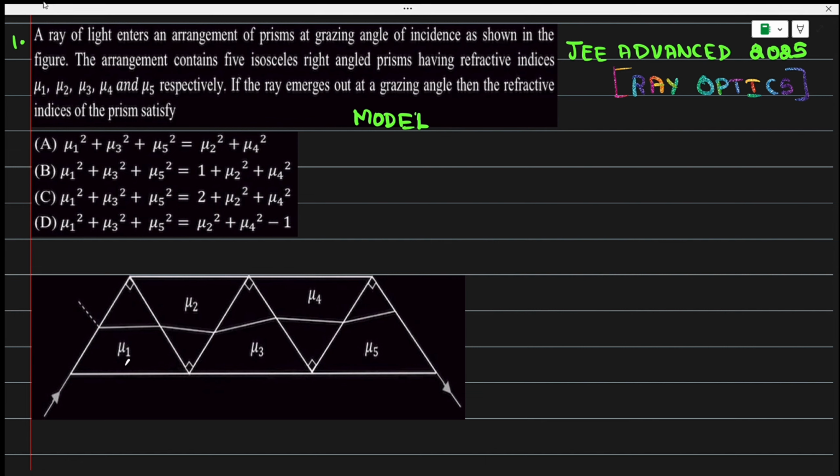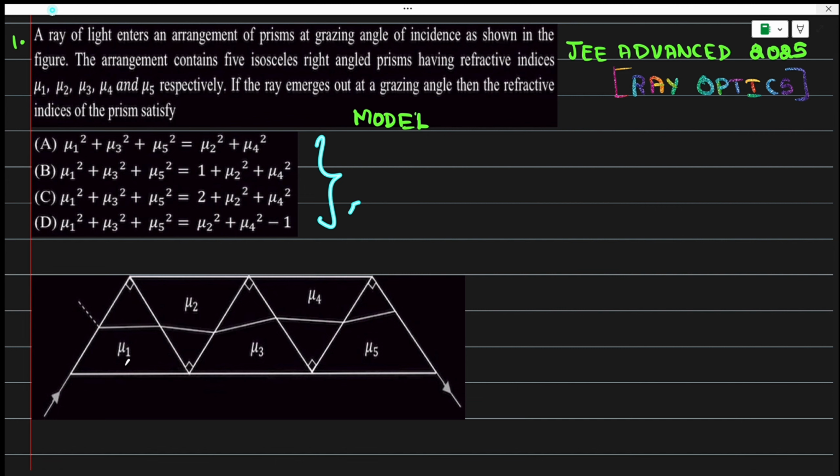The question says that a ray of light enters an arrangement of prisms at grazing angle of incidence as shown in the figure. The arrangement contains 5 isosceles right angle triangle prisms having refractive indices mu1, mu2, mu3, mu4, mu5. If the ray emerges out at a grazing angle, then the refractive indices of the prism must satisfy which of the following equations.